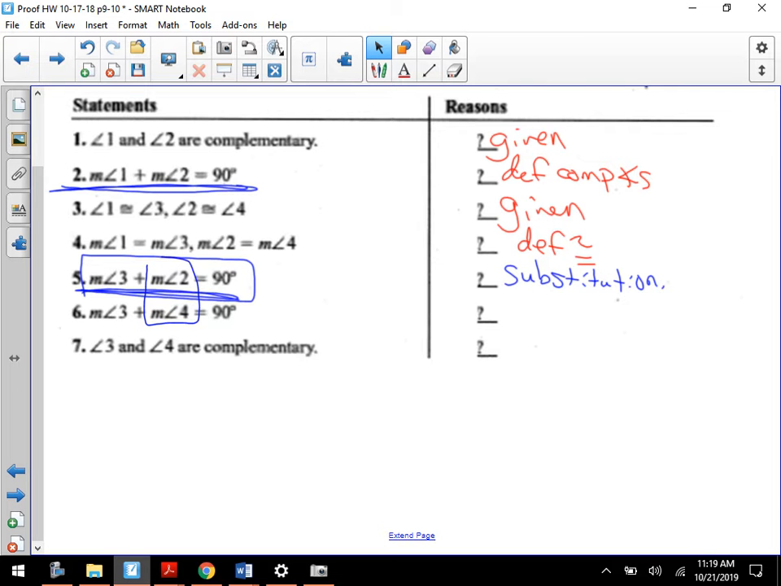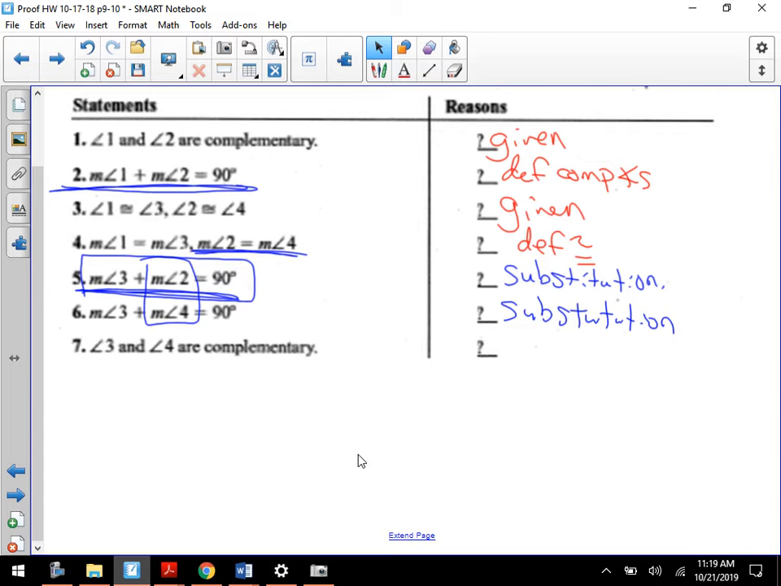See how the 4 and the 2 switched? The reason that those switched is because we already said that 2 and 4 are the same. So that means you can substitute in for one another. It does not matter how many times you use one of the steps. Multiple givens, multiple definitions, multiple substitutions, it does not matter.